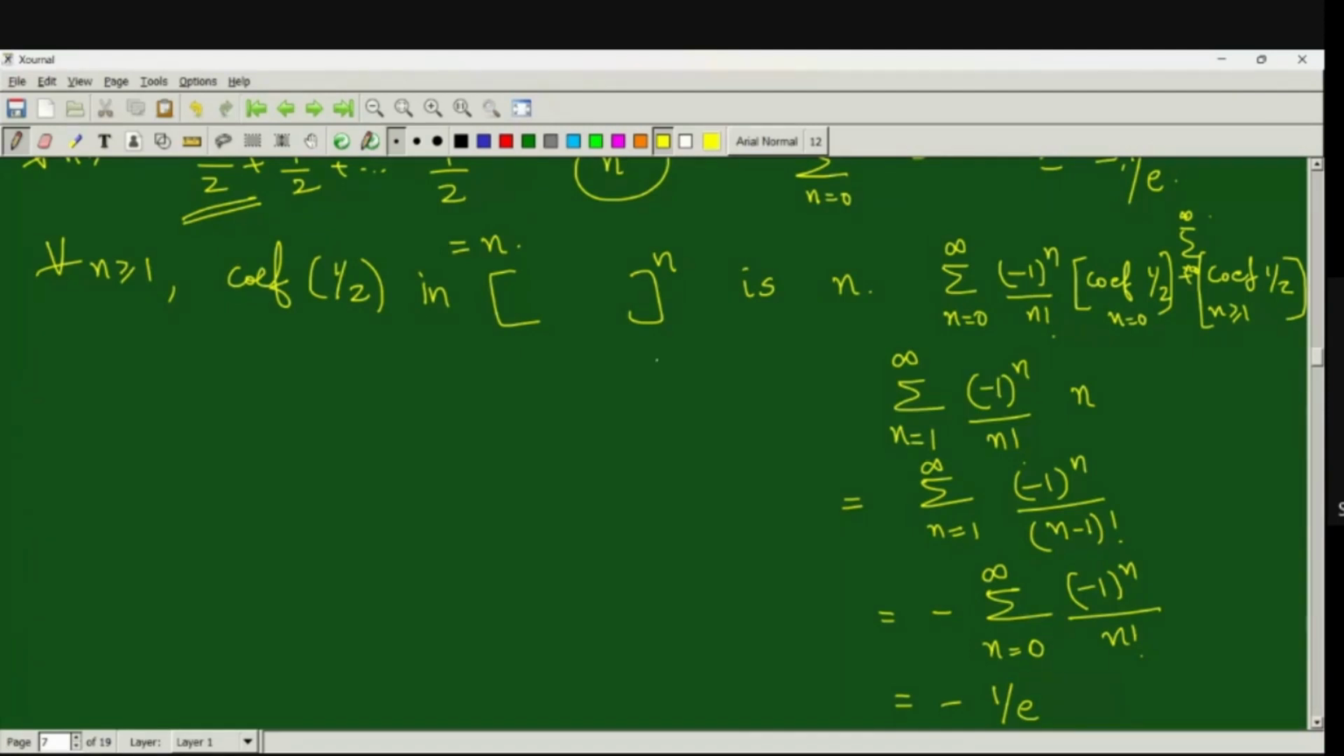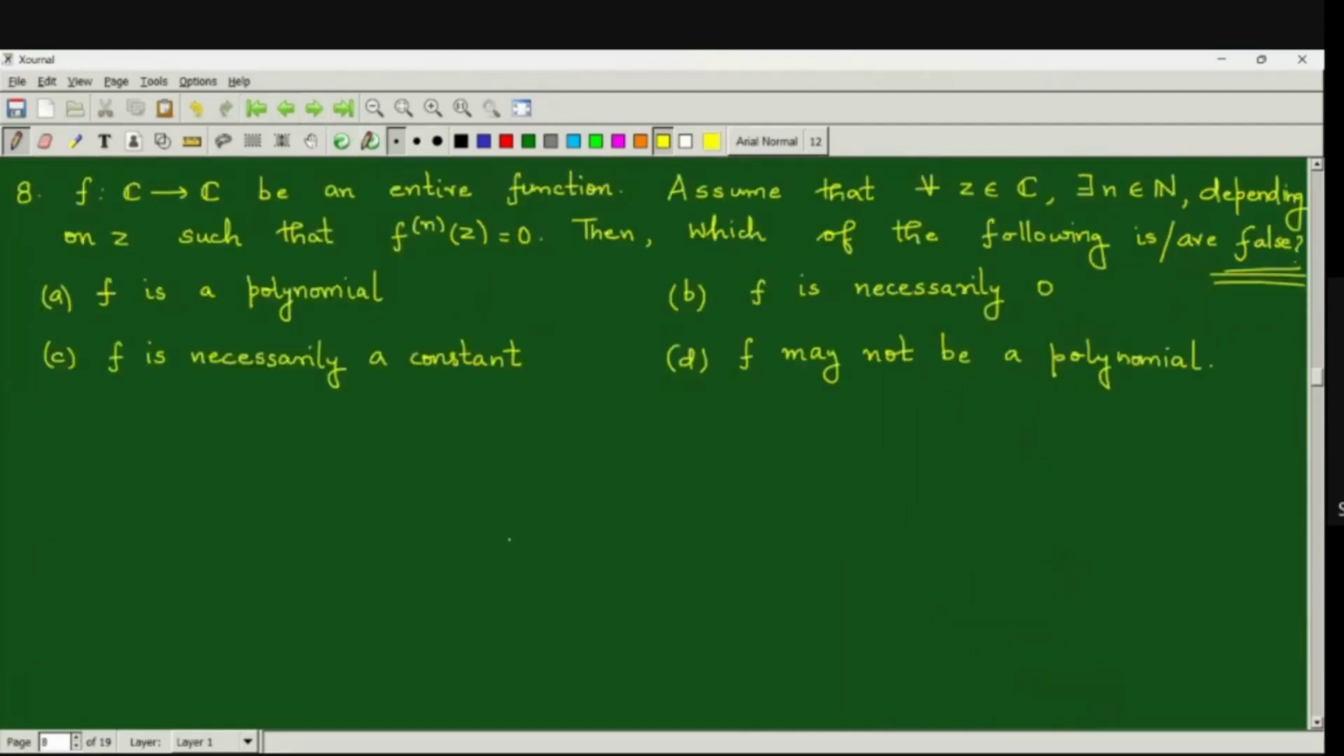Yes, ma'am. Okay. Now the next question. So here f is given to be analytic, meaning entire. And for each point you pick from C, there is an element in the natural numbers such that the nth derivative of f at the point z is going to be 0. Now, which of the following is or are false? This is the question. Think about it. It is a very important question. If you can solve this, then you are done with complex analysis.